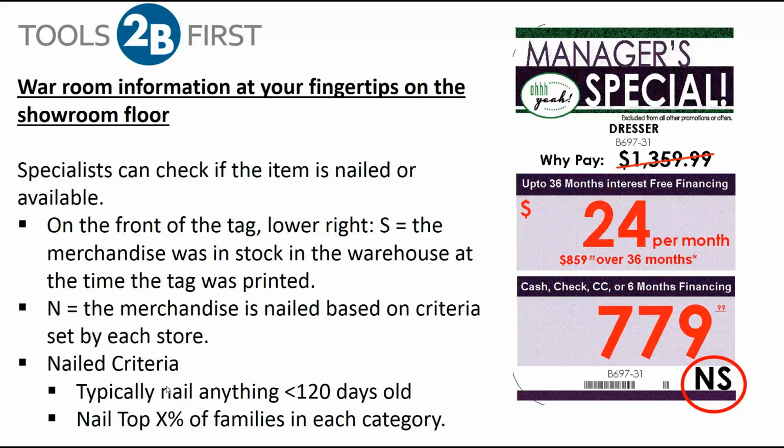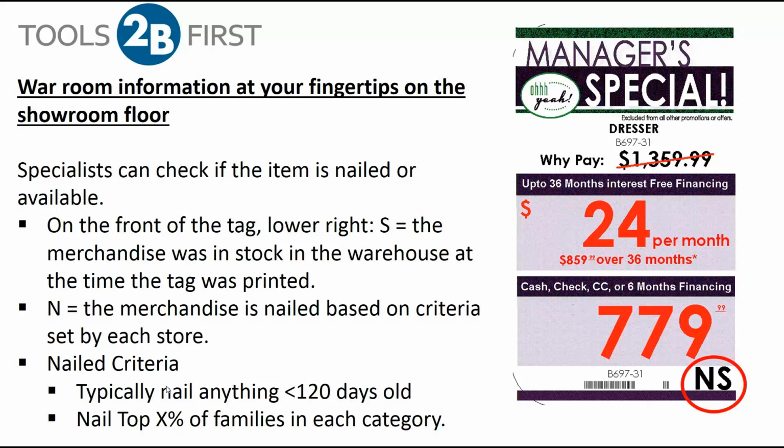And you can see the nailed criteria, what we have there. Typically, we want to nail anything less than 120 days old, so we have enough time to establish history on that particular piece of merchandise. And from another standpoint on nail, we can also nail your top 10, 20% of each of the families. So for example, I want to nail the top 20% of my motion families, the top 30% of my bedroom families. Again, we work with each individual company and client on establishing the nail criteria.